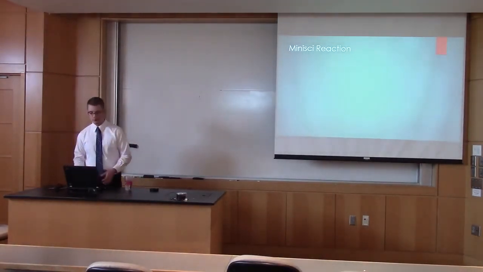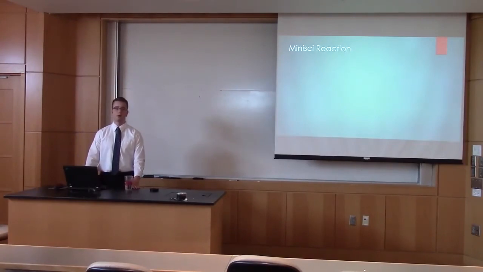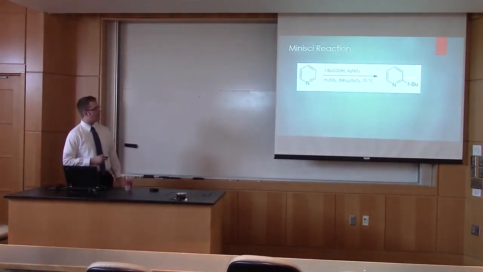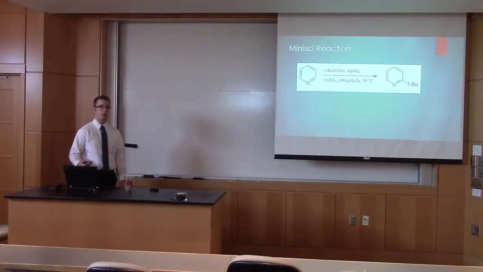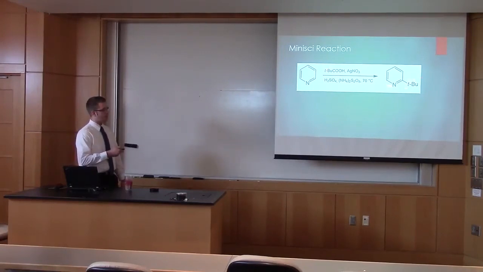So this is a Minisci reaction, which does a little bit better than the McLoughlin-Thrower reaction. So we have pyridine right here, and then we have a tert-butyl group here and silver nitrate. Now this tert-butyl group here can have a trifluoromethyl on it, and we can have sulfuric acid and ammonium persulfate, (NH4)2S2O8, at about 70 degrees Celsius, and then we end up with this group attached on here.